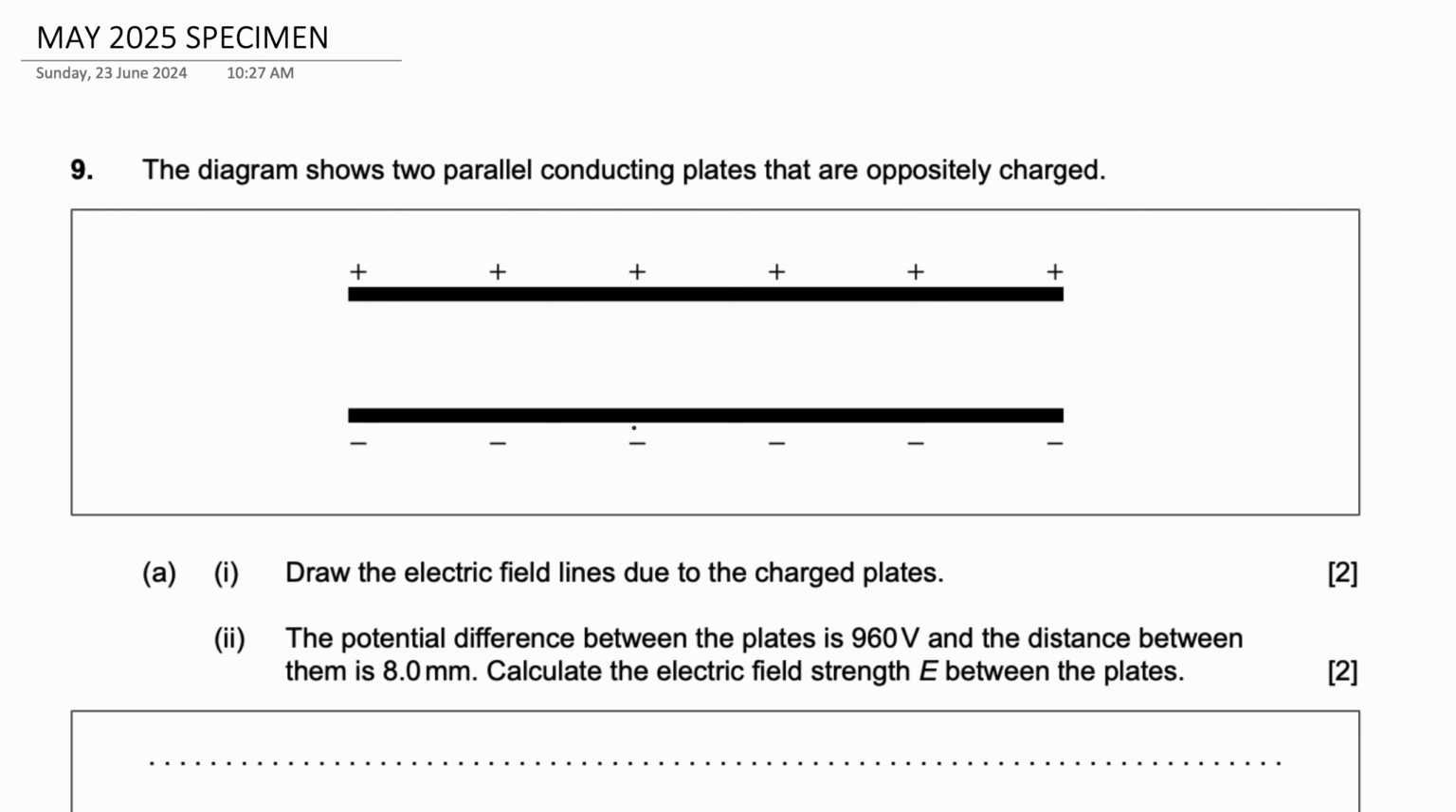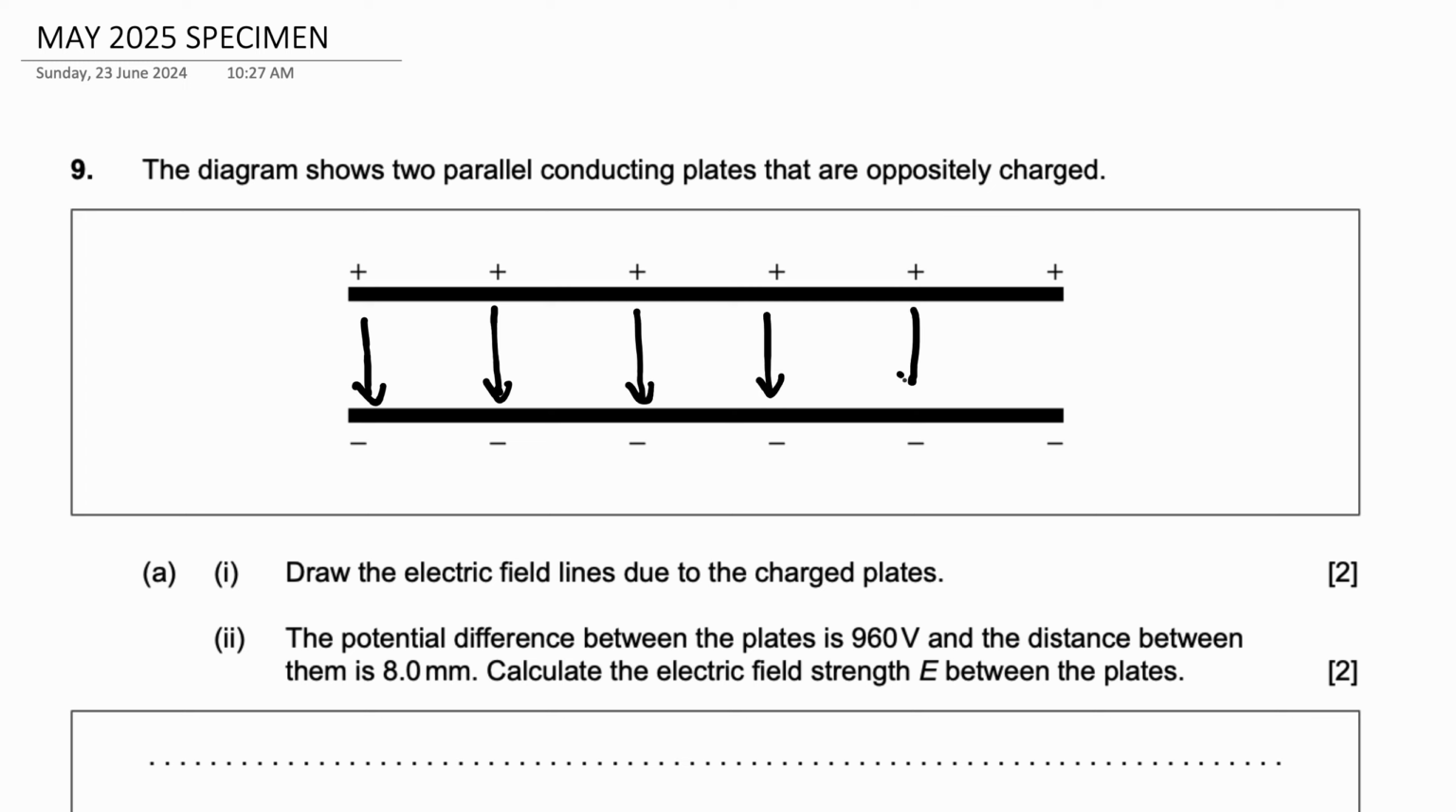Okay, let's get started. The diagram shows two parallel conducting plates that are oppositely charged. Part A. Draw the electric field lines due to the charged plates. Okay. So how do we draw this? When you have two charged plates like this, the electric field lines always go from the positive to the negative end, right? So we can draw it like that. The arrow will go downwards and they'll be mostly equally spaced like so.